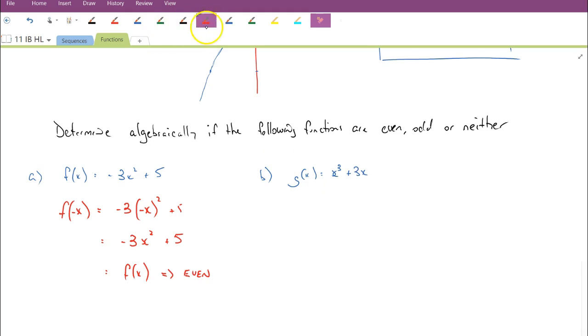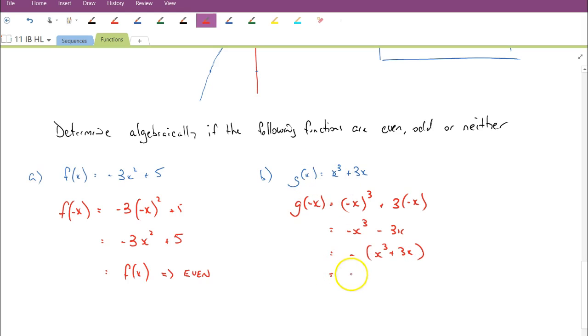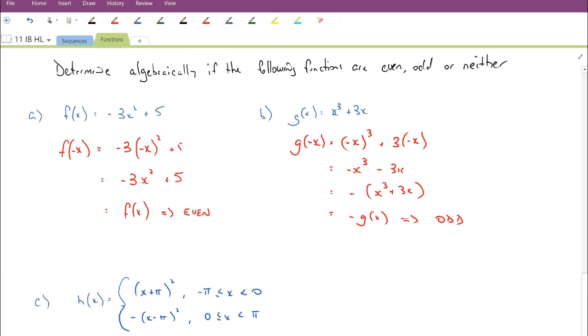Okay, let's go over here and have a look at this one. G of x is a cubic. So let's find out what g of minus x is. We put minus x in here and cube it, and then we put in minus x in here. So we end up with minus x cubed, and this is minus 3x. I reckon that is just the minus of x cubed plus 3x, which is the minus of g of x, isn't it? If that's the case, then it's an odd function. So it's got that point symmetry around the origin.